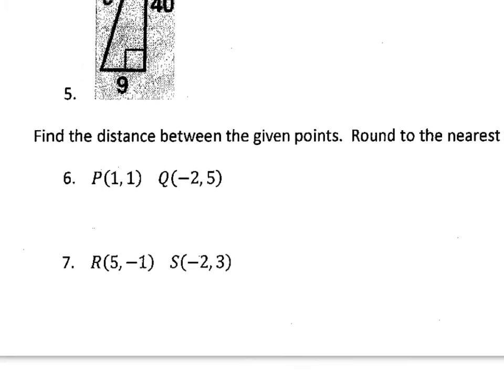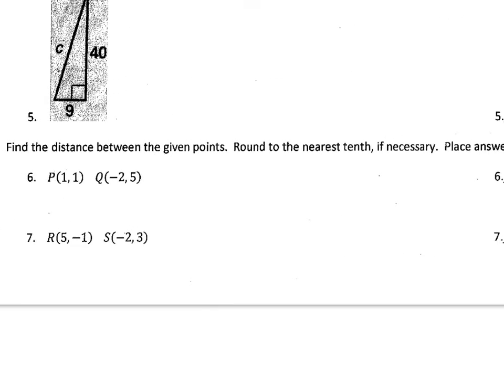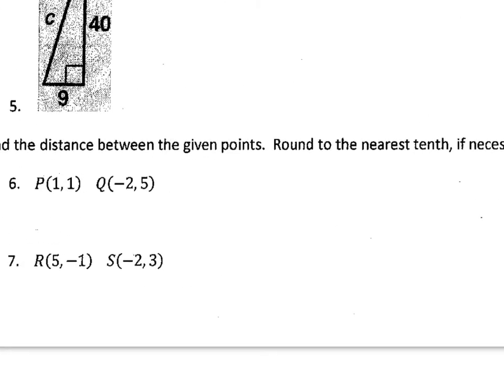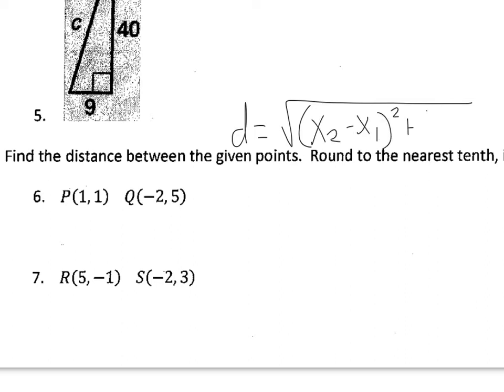Moving on, we're to find the distance with these given points, round to the nearest tenth. So remember now, distance, we're talking about this formula here, and I'll write it: distance equals radical, you could say, x2 minus x1 squared plus y2 minus y1 squared. Please remember your PEMDAS: work inside the parentheses first, then square each set, then add them together, then take the square root in the end.